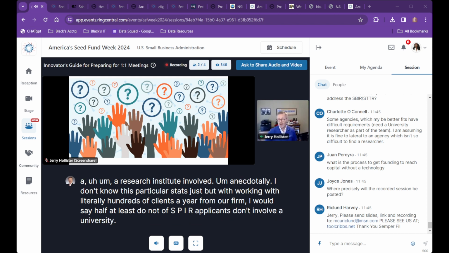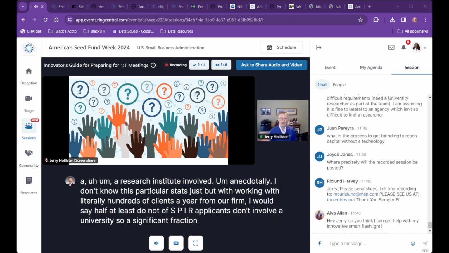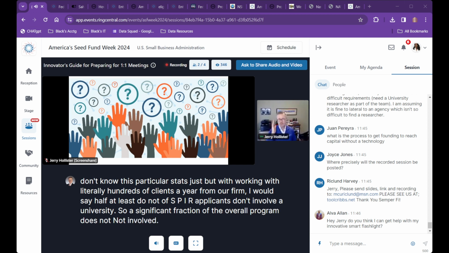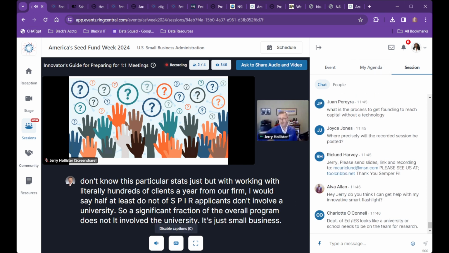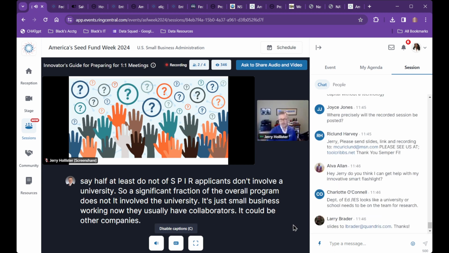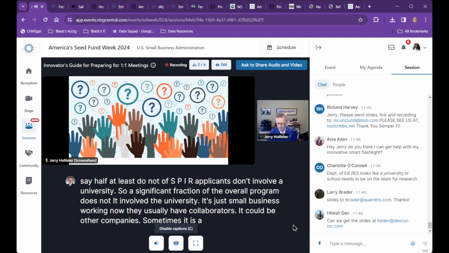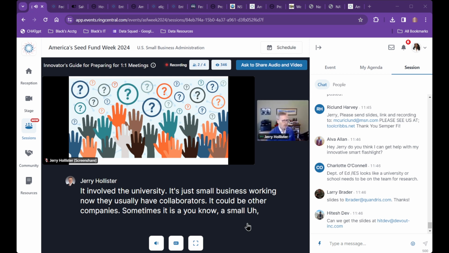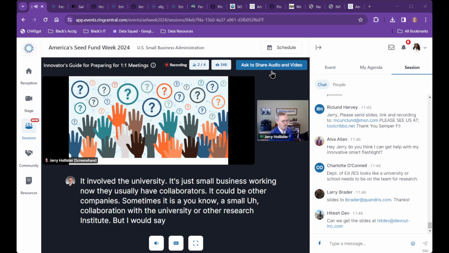So a significant fraction of the overall program does not involve a university. It's just small business working. Now they usually have collaborators. It could be other companies. Sometimes it is a small collaboration with a university or other research institute, but I would say a significant fraction does not involve a university.